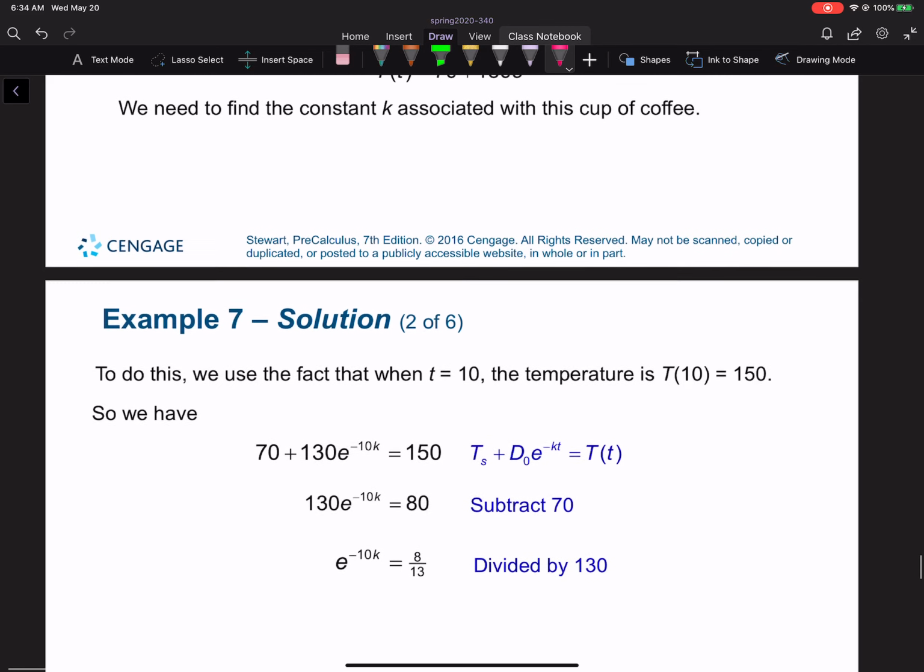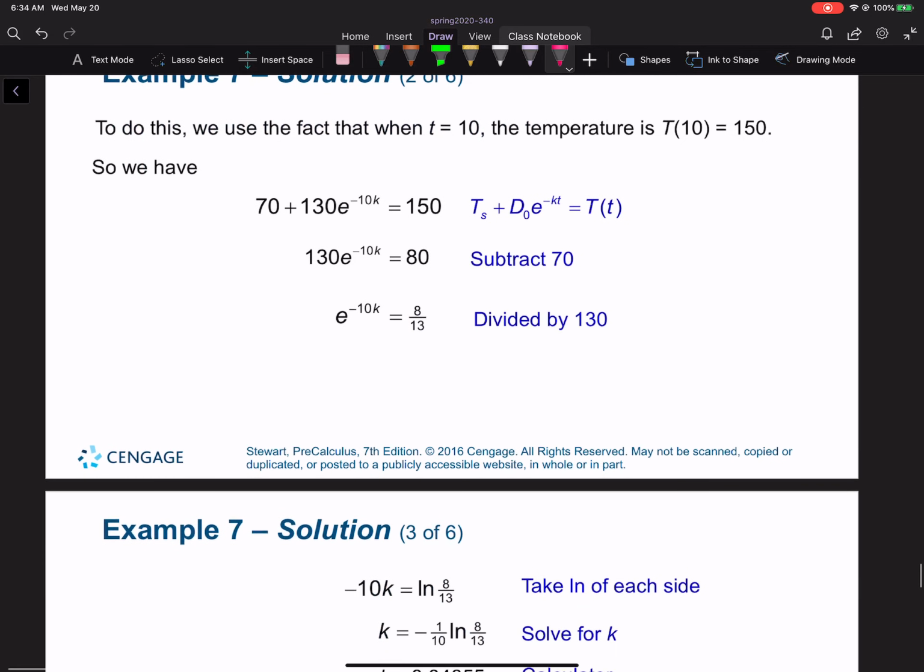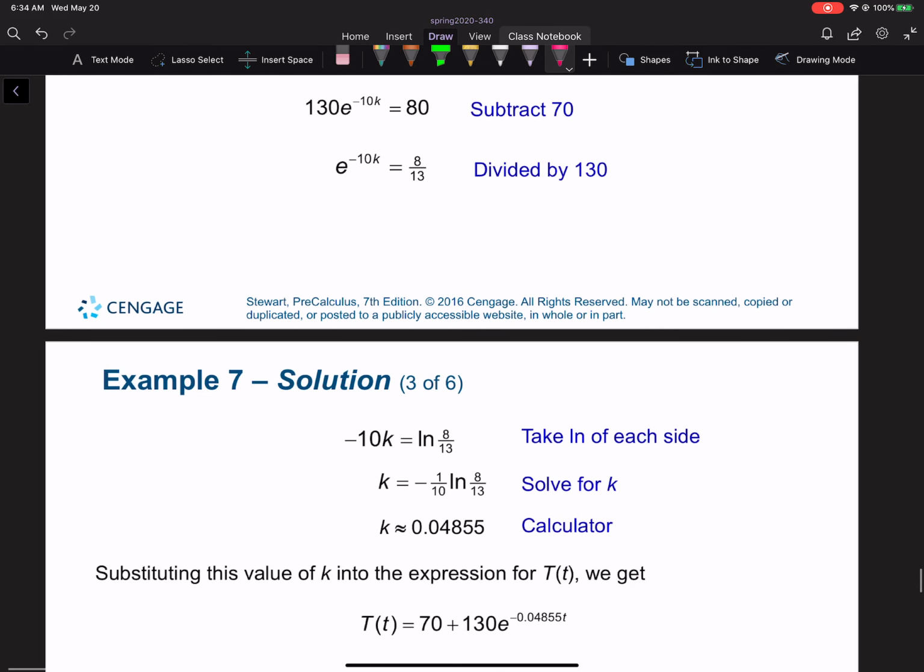Let's see. They ended up getting the same thing as I did. Yes, they did. So that answers A.